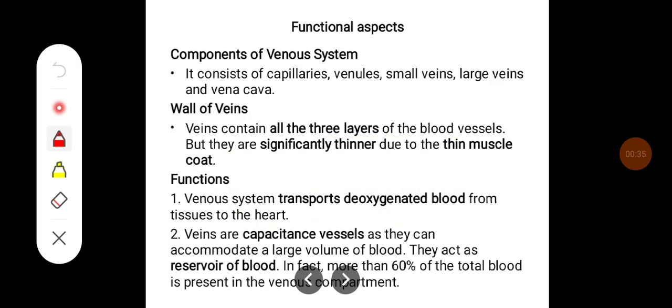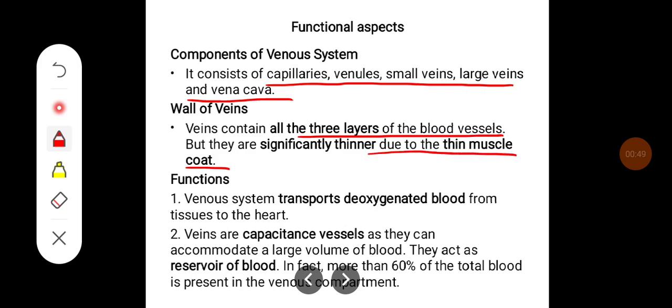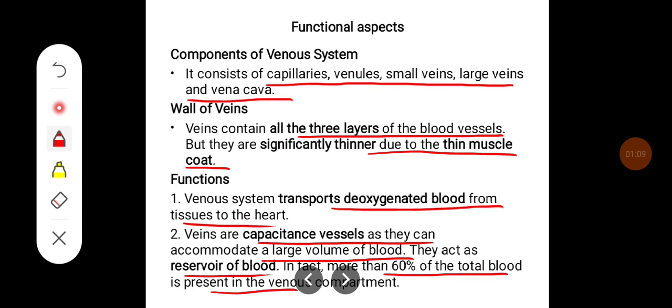Components of venous system. The venous system consists of capillaries, venules, small veins, large veins, and vena cava. The veins contain all the three layers of the blood vessels, but they are significantly thinner due to the thin muscle coat. Their important functions are: venous system transports deoxygenated blood from the tissues to the heart. Veins act as capacitant vessels as they can accommodate a large volume of blood. They act as a reservoir of blood. In fact, more than 60% of the total blood is present in the venous compartment.